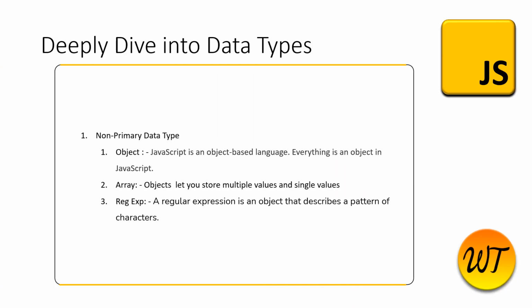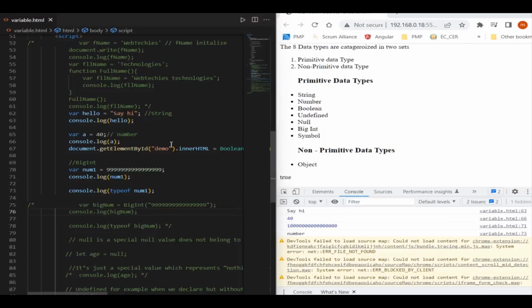Non-primitive data types. Object. JavaScript is an object-based language. Everything is an object in JavaScript. Array. Objects let you store multiple values in a single variable. Regex. A regular expression is an object that describes a pattern of characters. We are going to see further data types of JavaScript.